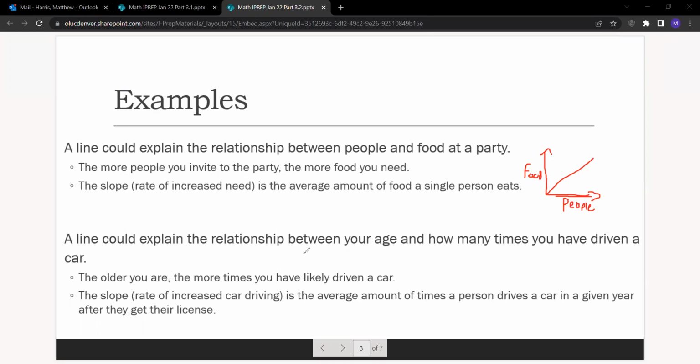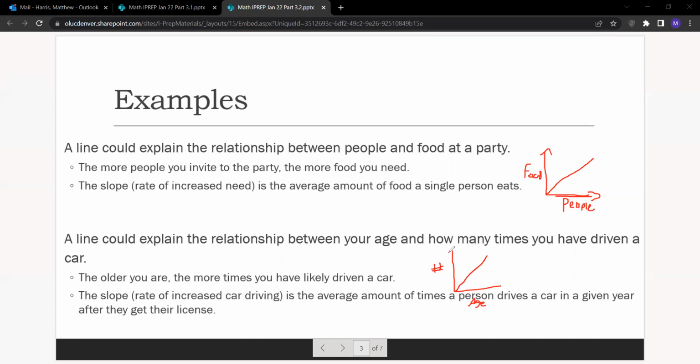It could also explain the relationship between your age and how many times you have driven a car. The older you are, the more times you have likely driven a car. So maybe this is when you turn 16, you've never driven, and you have your license, and now every year that you're driving, you are racking up the number of times that you've driven your car. So the older you are, the more you have driven your car, which would make sense as well.